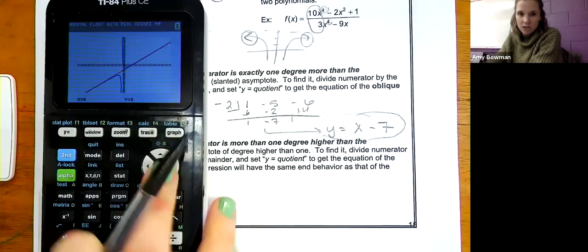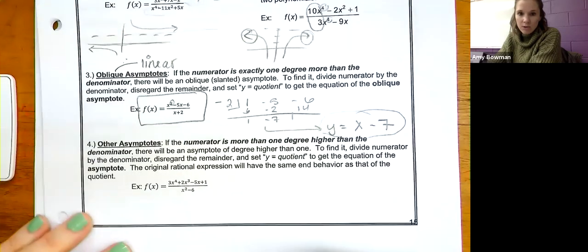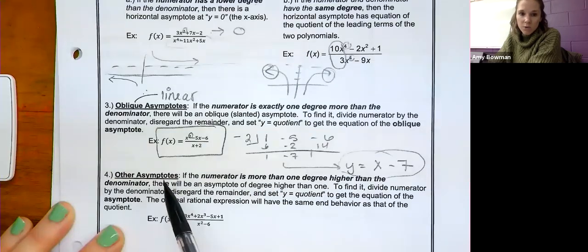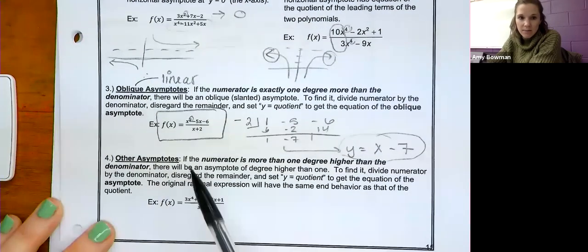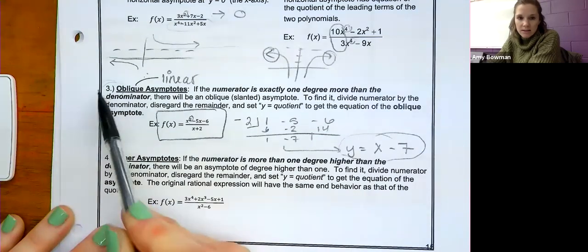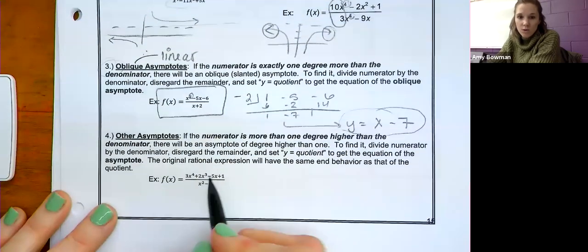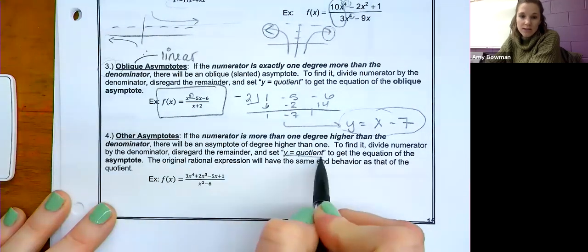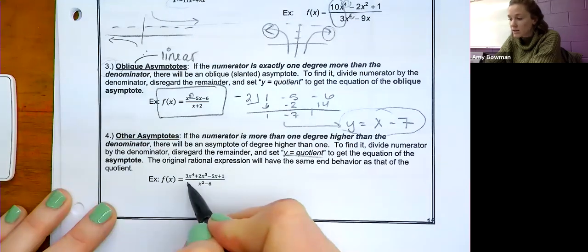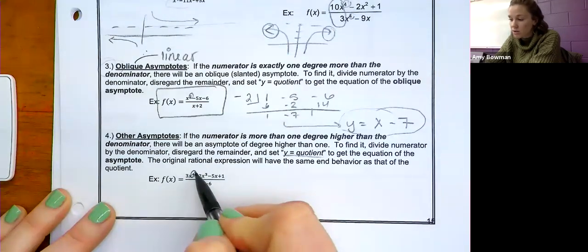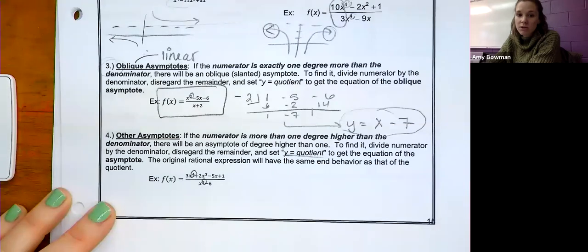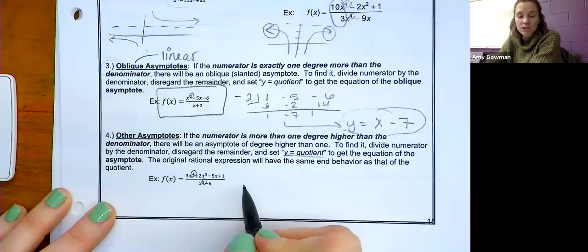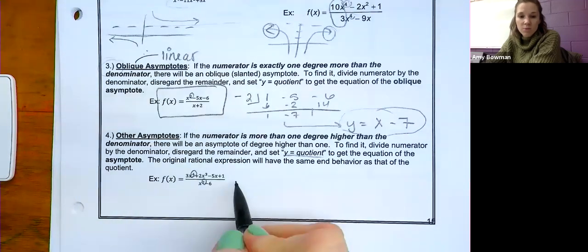We had our situations: lower degree in the numerator, same degree, 1 degree higher, or more than 1 degree higher. And it follows the same process as the oblique asymptotes. You get the quotient, and the equation of the quotient is the asymptote, and it's not always going to be linear. So if it's not linear, like in this case, we have a 4th degree polynomial divided by a 2nd degree polynomial, and the quotient, when I do the long division, will be the equation of the asymptote.